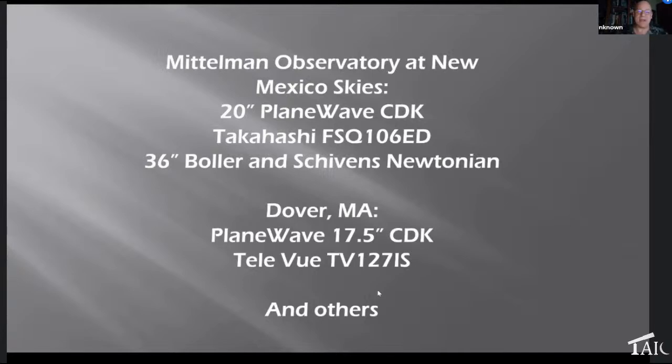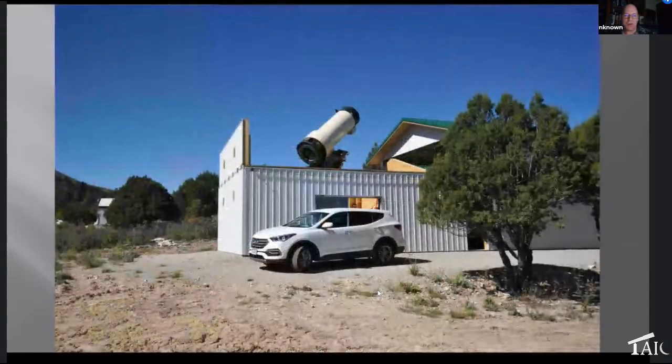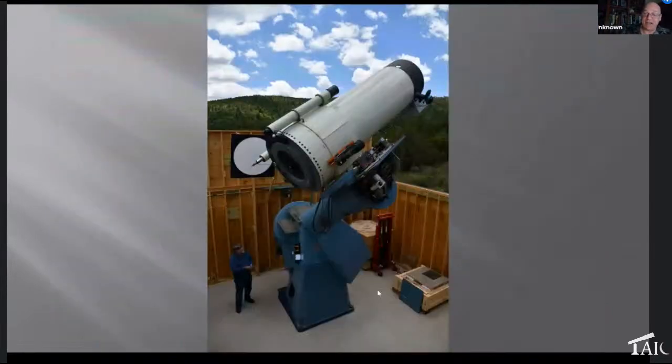Anyway, in Dover, he had a PlaneWave 17.5-inch CDK on top of his house with an observatory there, and several other scopes. There's David here at groundbreaking of one of the observatories in New Mexico. This is the Boller and Chivens project, which he was working on at the same time. Anyway, gives you an idea of what they were playing with.